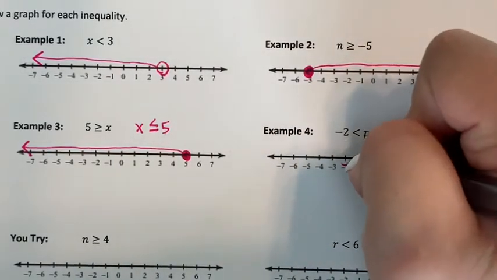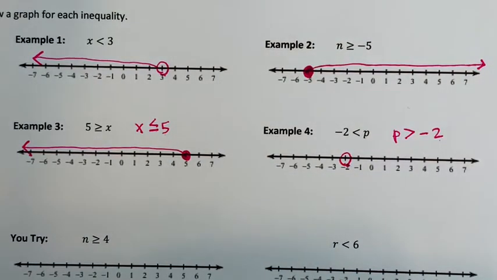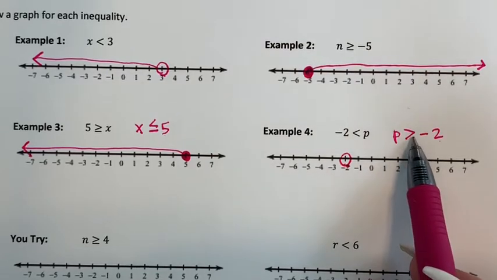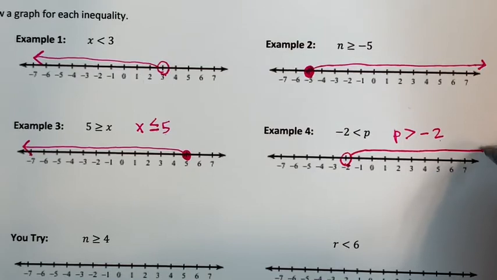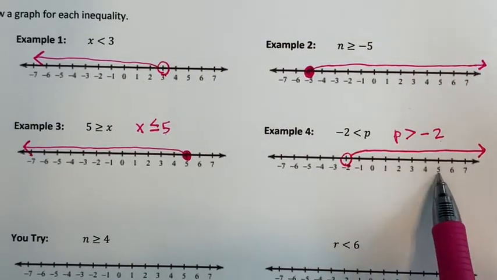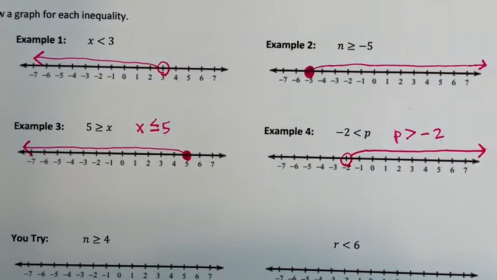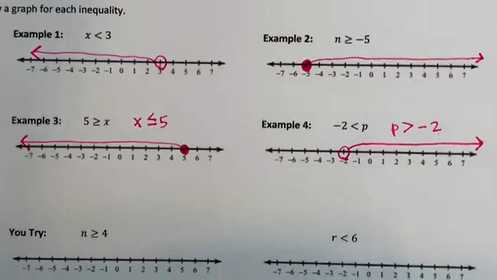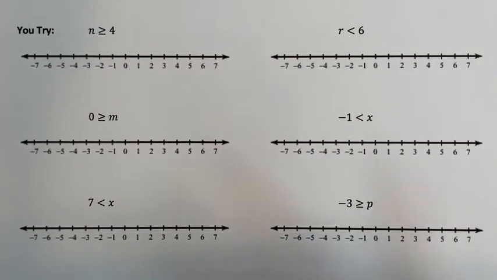So I need to put an open circle because there's a hole at -2. -2 is not part of the solution set. And now I need to shade everywhere where it's greater than -2. So greater than -2 would be going in this direction, because 0 is greater than -2, 5 is greater than -2. Again, put your arrow. All right, so now you have 6 problems to try. Go ahead, pause the video, and then click play to check your answers.